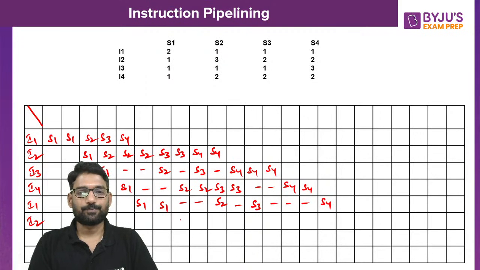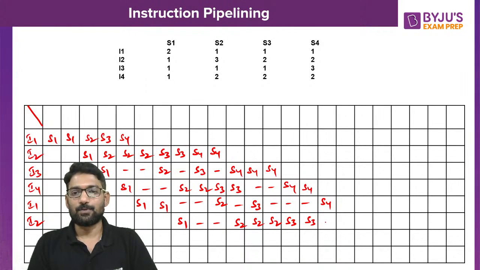I2: S1 1, S2 3 clock cycles, S3 2 clock cycles and S4 2 clock cycles.